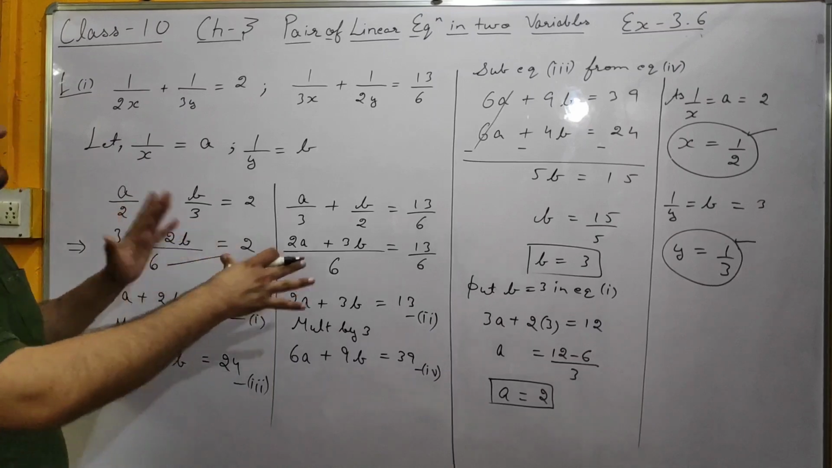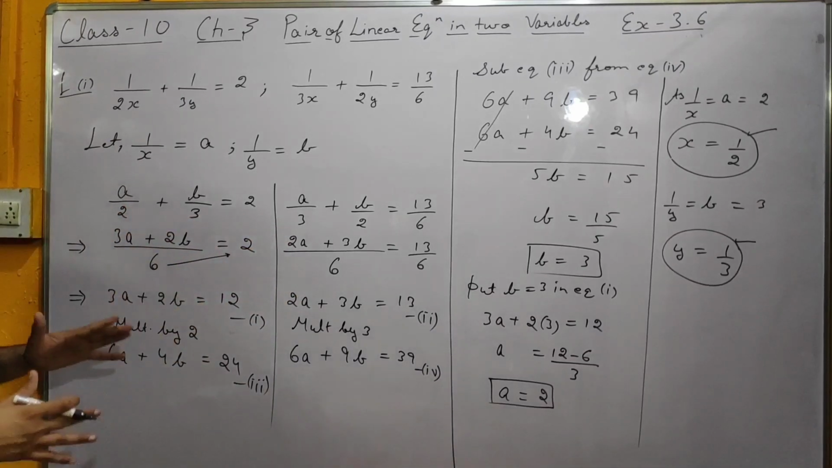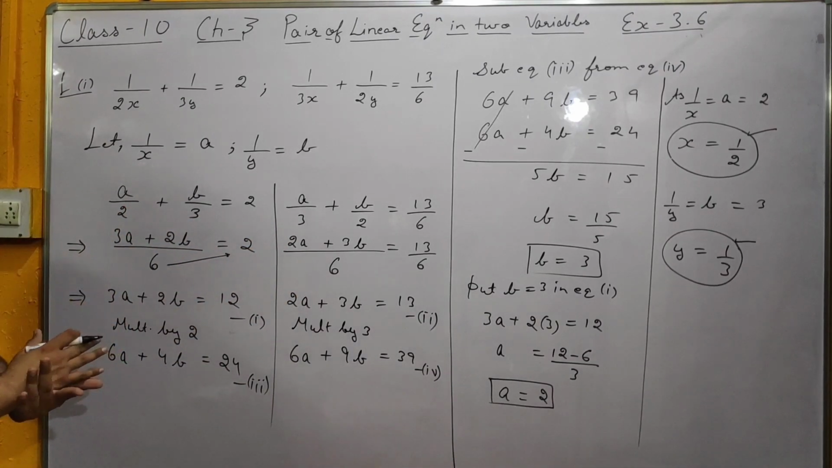So the final answers of x and y are 1 by 2 and 1 by 3 respectively. So how can we solve these equations? By applying the reducing method and then by applying any algebraic method. Then your answer will come.